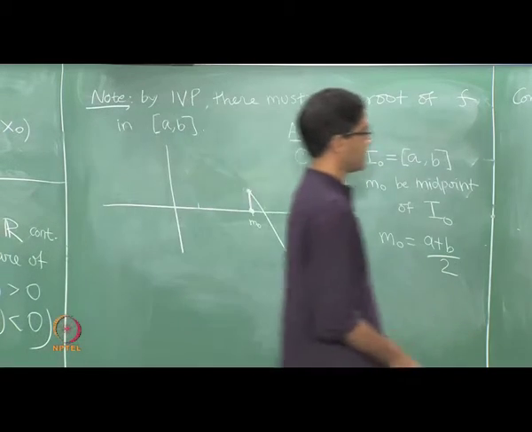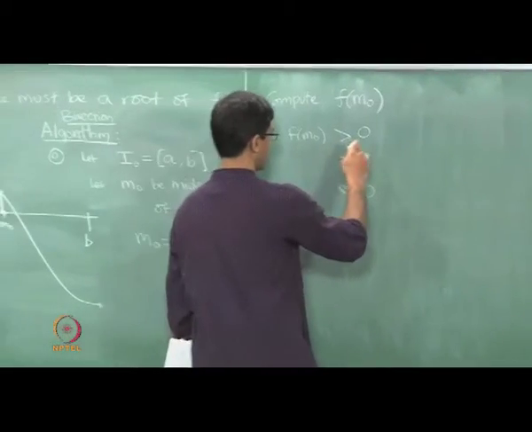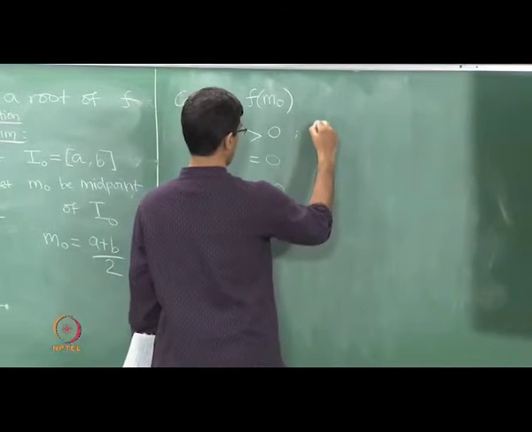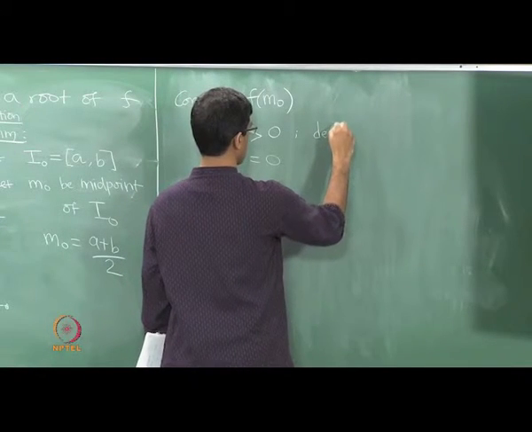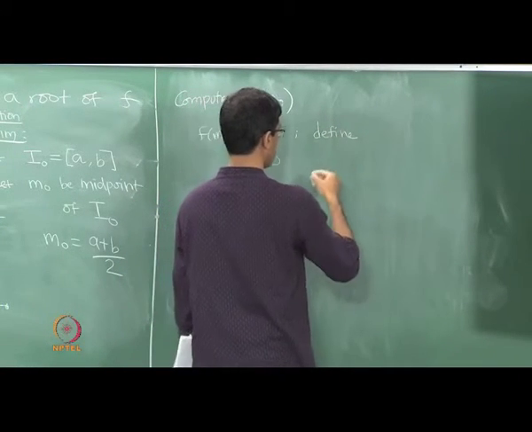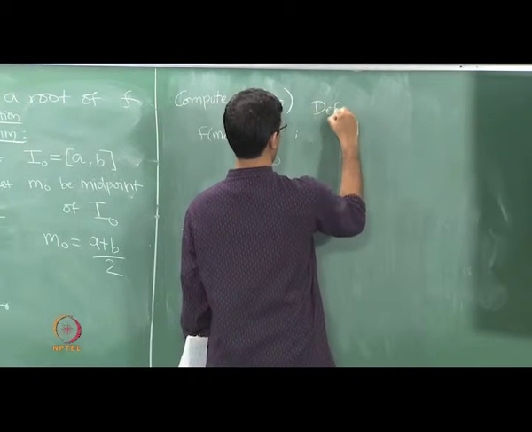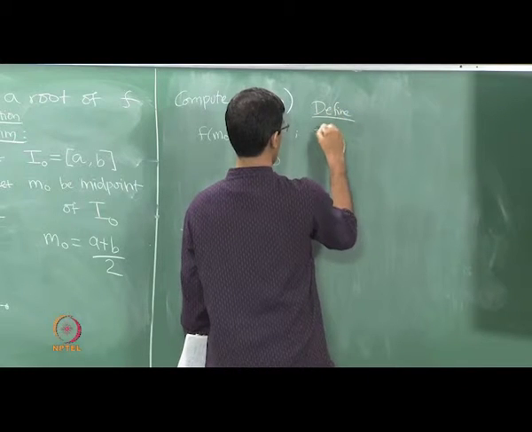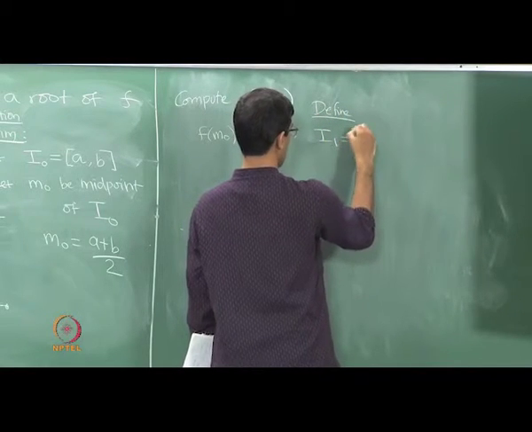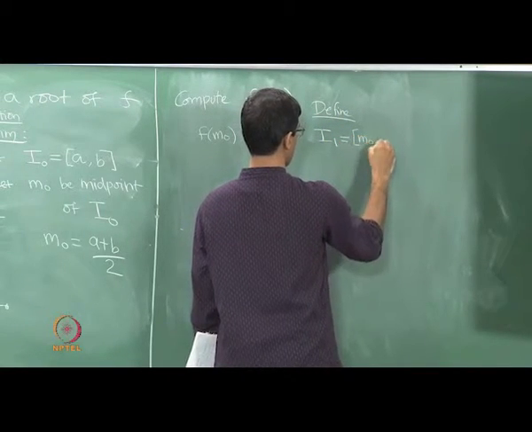So here is the thing to do. If f of m0 is positive, let us do the following: you get rid of half of the interval, and you define the new interval. Let us call the new interval I1 now, to be the interval between m0 and b.